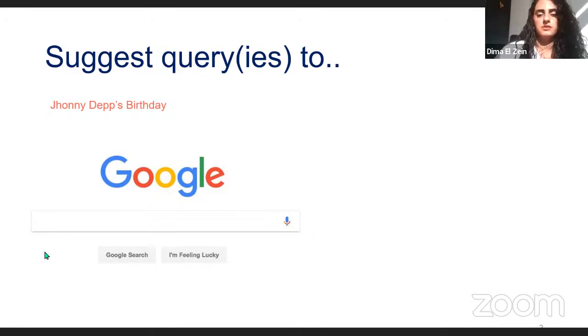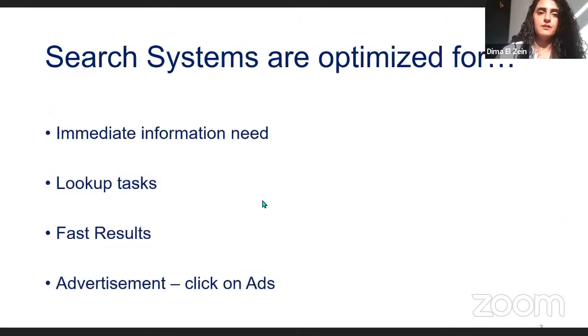The answer was pretty straightforward, because search engines are optimized to propose immediate information that is fast and that serves short answers. And sometimes they show the paid ads first, because that's one of the sources of their income.